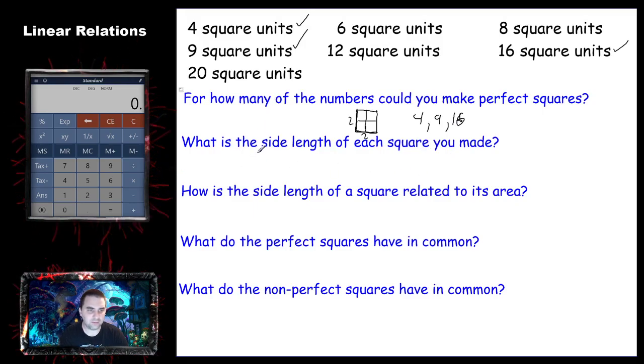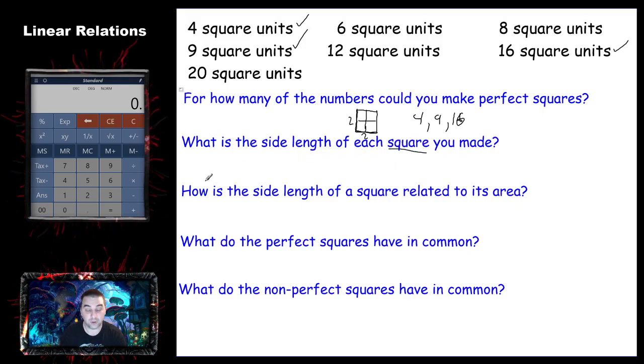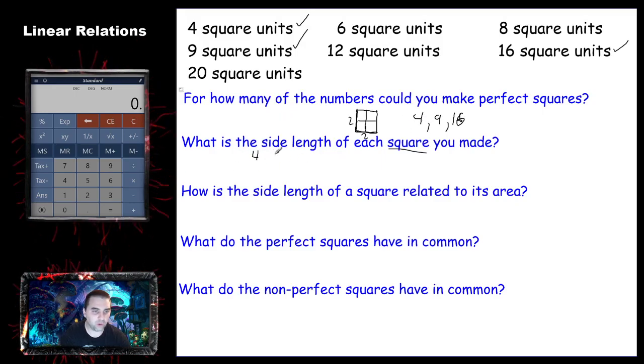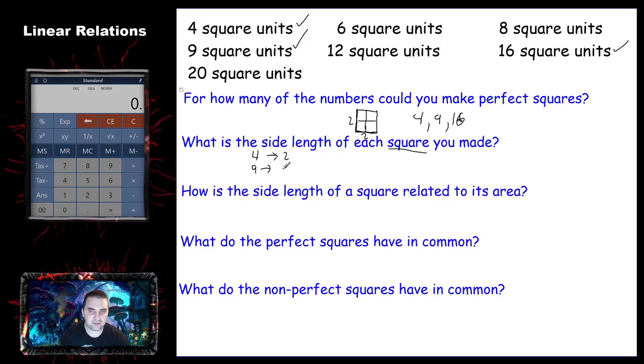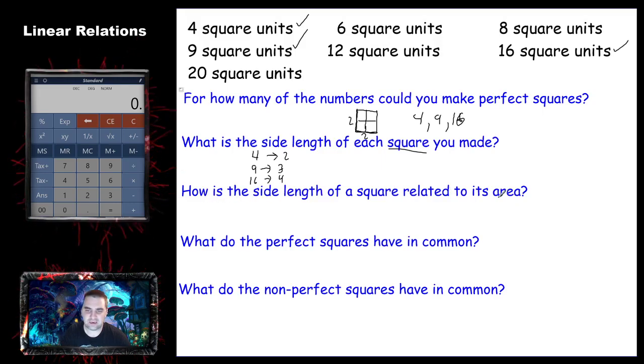Well, the side lengths. I say square here, so I'm talking about the perfect squares: 4, 9, and 16. For the 4, it had a side length of 2. For the 9, it had a side length of 3. For the 16, it had a side length of 4. Interesting, they're increasing like that. I wonder if that's important. How is the side length of a square related to its area?